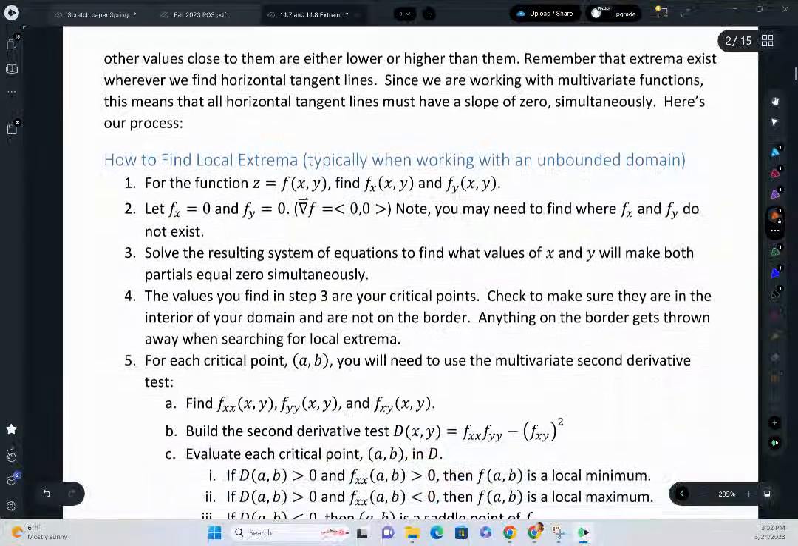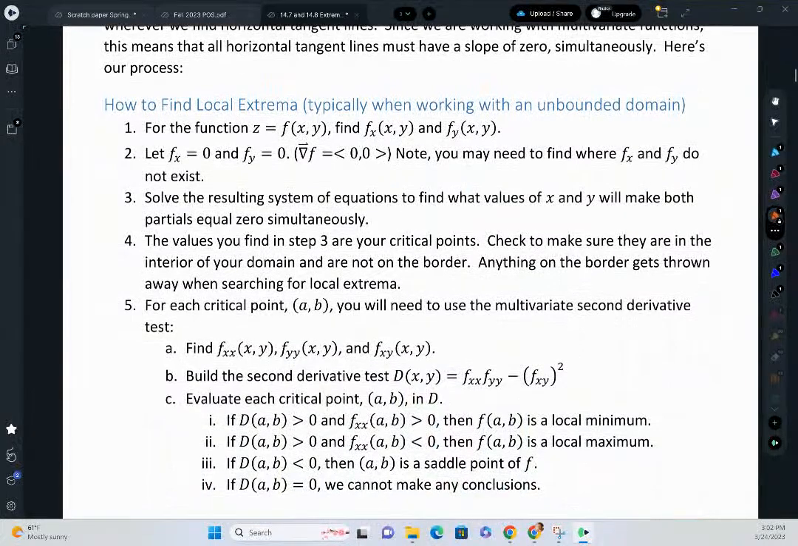So let's go over this list of how to find local extrema. It's definitely a step-by-step process. Your job will be to remember this process. Practicing it enough times and writing out what your steps are each time is going to go a long way towards helping you be prepared to do that. So the first step, we're going to have a function z equals f of x, y. So our function will have x's and y's in it. And what we're going to do is find the first partial derivatives. So f sub x and f sub y.